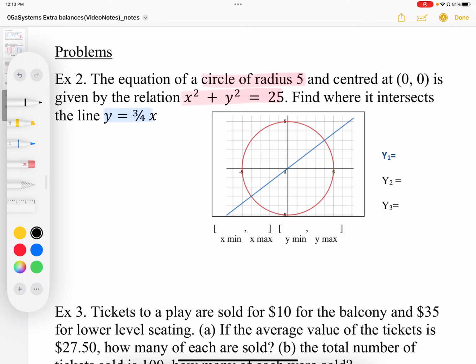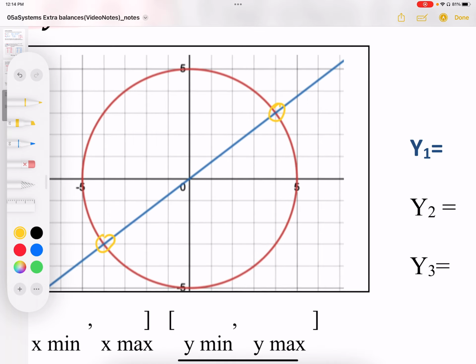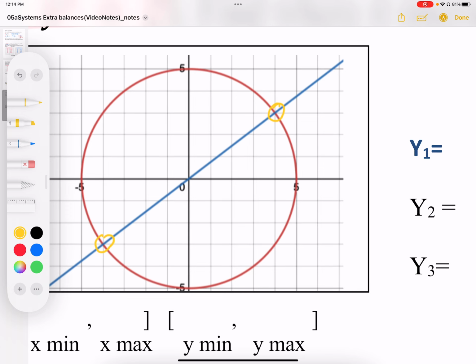And I also have this line that has slope 3 over 4. So y equals 3 over 4x, and it's got a y-intercept of 0 and has a slope of 3 over 4. And it looks like this, and we know that the intersection must occur. So the solutions must occur at the intersection points here and here. We can estimate that it looks like it's going to be at 4 and 3, and negative 4 and 3, which they are.